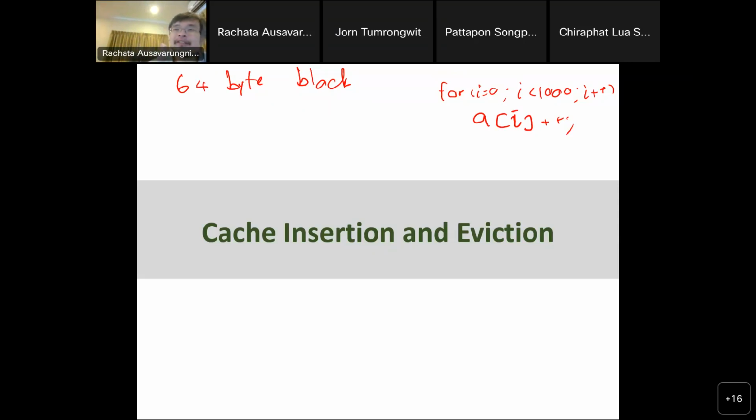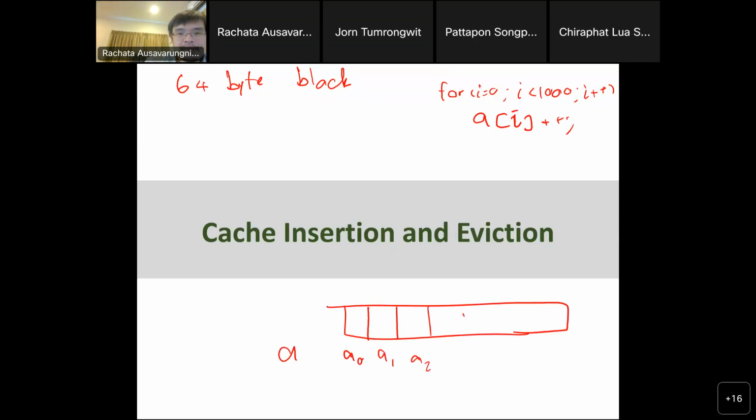So there are two things that you will notice here. First of all, if you look at this array A, this is A0, A1, A2, and so on up to A of 1000, right? What you see is the way you access. If you access A0, what's the next element you're accessing? A1, right? So then you go to A1, A2, A3, A4. This is called spatial locality.